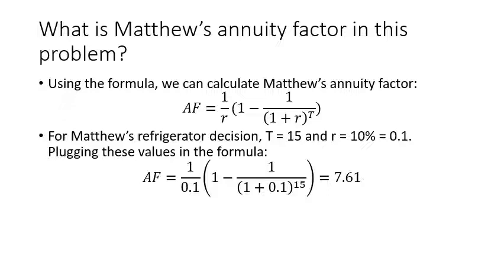So what is Matthew's annuity factor in this problem? Using the formula, we can calculate it. The annuity factor is the formula there, with r as the discount rate. For Matthew's refrigerator decision, T equals 15 years, capital T that is, and r equals 10% or 0.1. And plugging these values into the formula, we see that the annuity factor is 7.61.